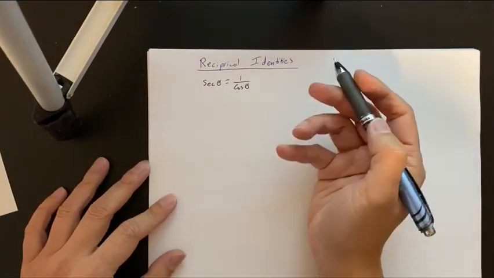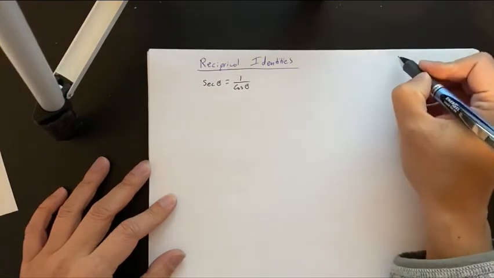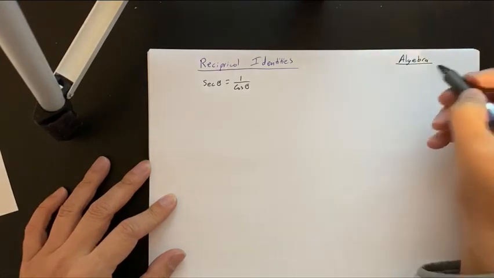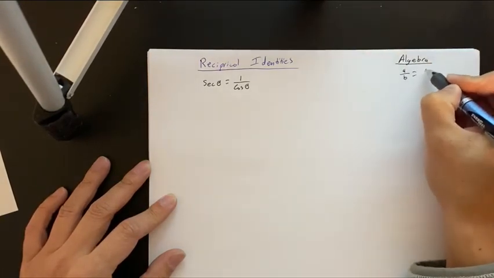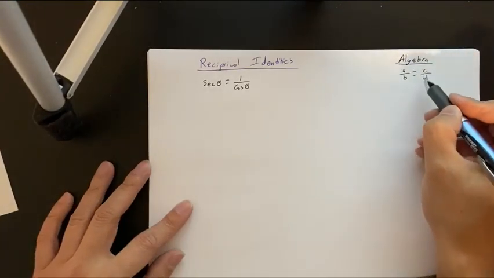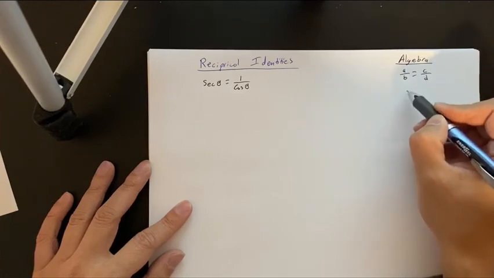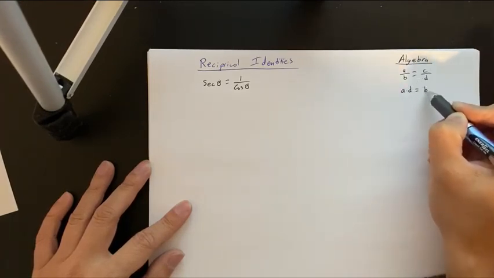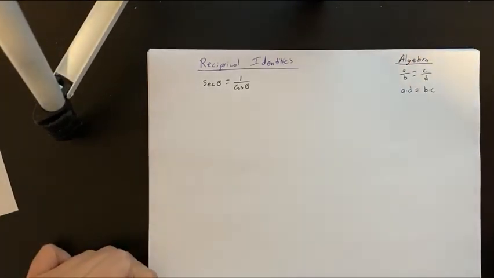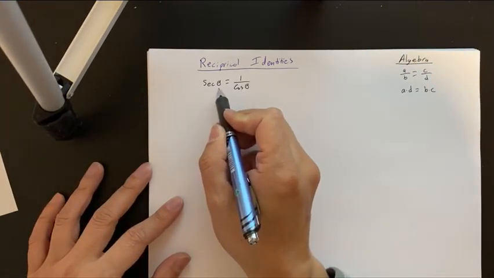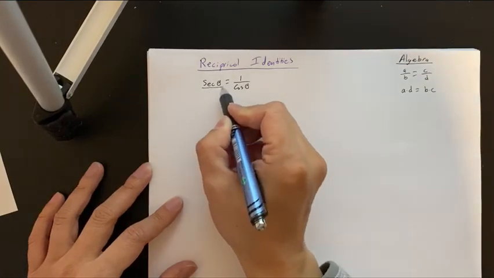And just from algebra, if you have a fraction, a over b is equal to c over d, you can do something called cross multiplication. So if a over b is equal to c over d, then I can take a times d, and that's equal to b times c. Okay? On the right side, we have a fraction. On the left side, we do not have a fraction, but that's really over 1.